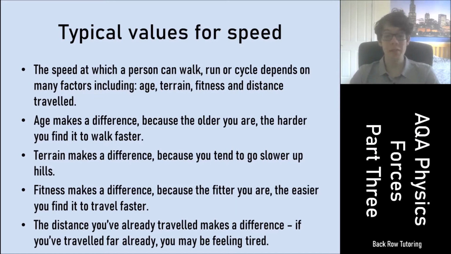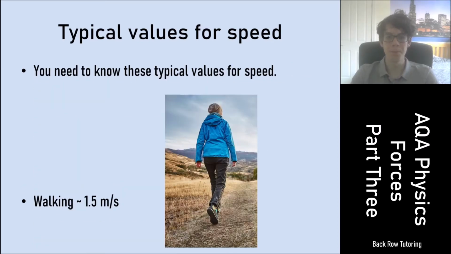Age makes a difference because the older you are, the harder you find it to walk faster. Terrain makes a difference because you tend to go slower up hills. Fitness makes a difference because the fitter you are, the easier you find it to travel faster. And the distance you've already travelled also makes a difference. If you've travelled far already, you may be feeling tired. So all of these factors change your speed while you're walking or cycling.